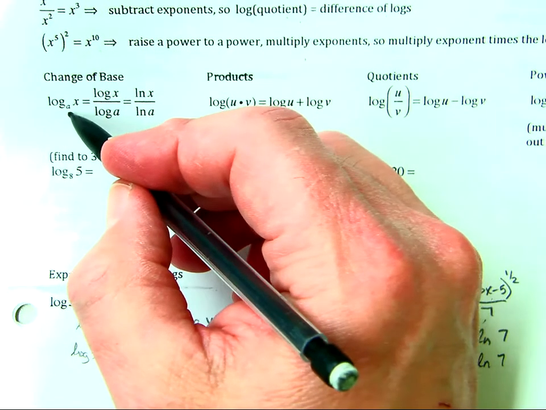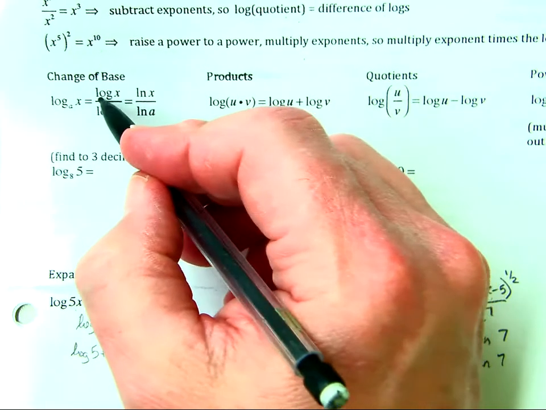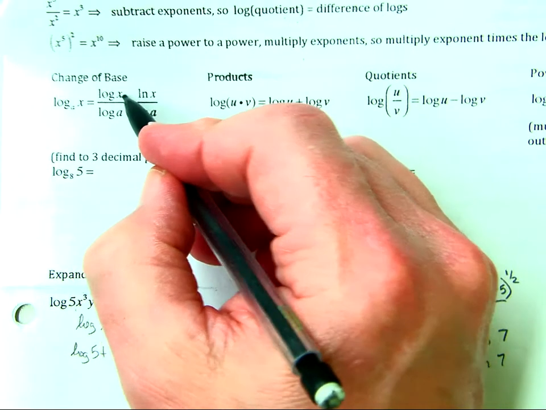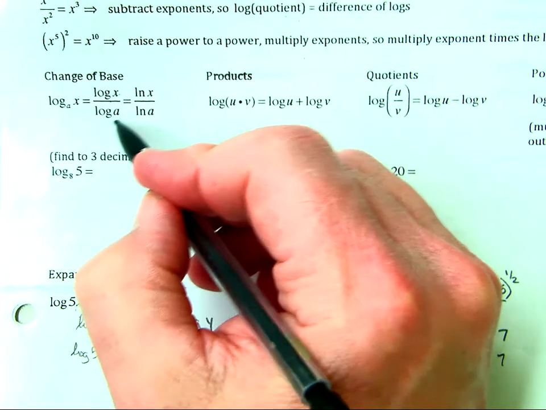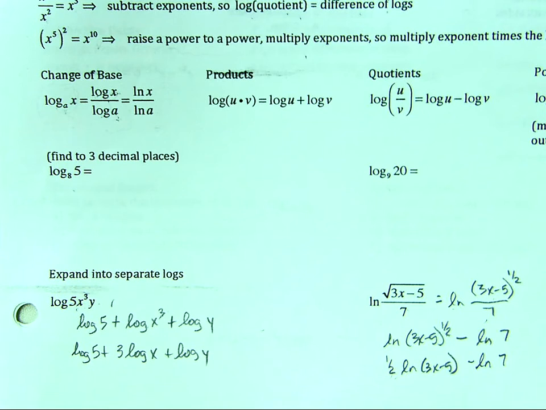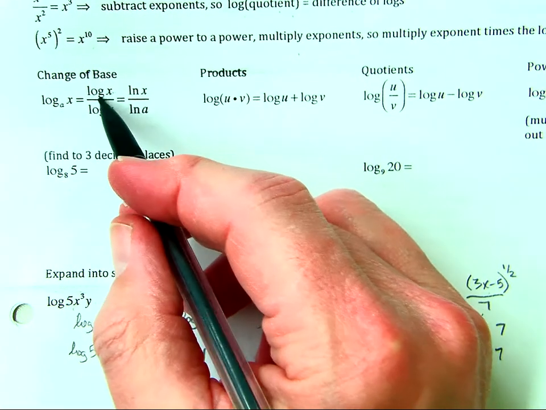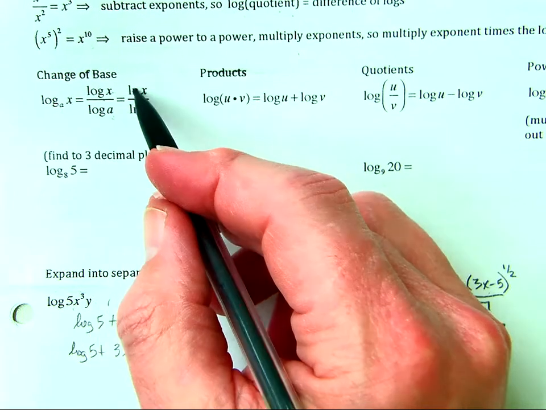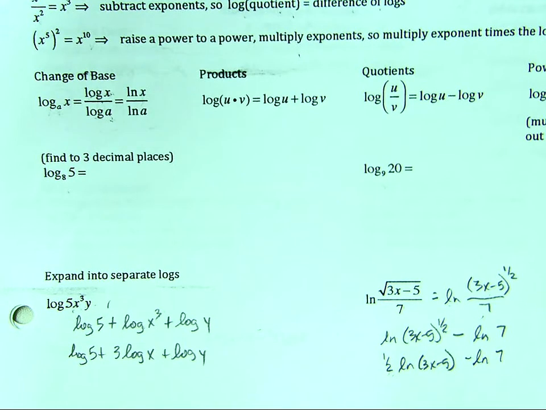The change of base formula says if you want to find the log with a different base, you take the log of the value, so the log of x, divided by the log of the base. Here our base was a, so we divided by log a. So the log of the value divided by the log of the base. And it doesn't matter, even if this says log, we can use the log button on our calculator or the ln. It'll give us the same answer no matter what.